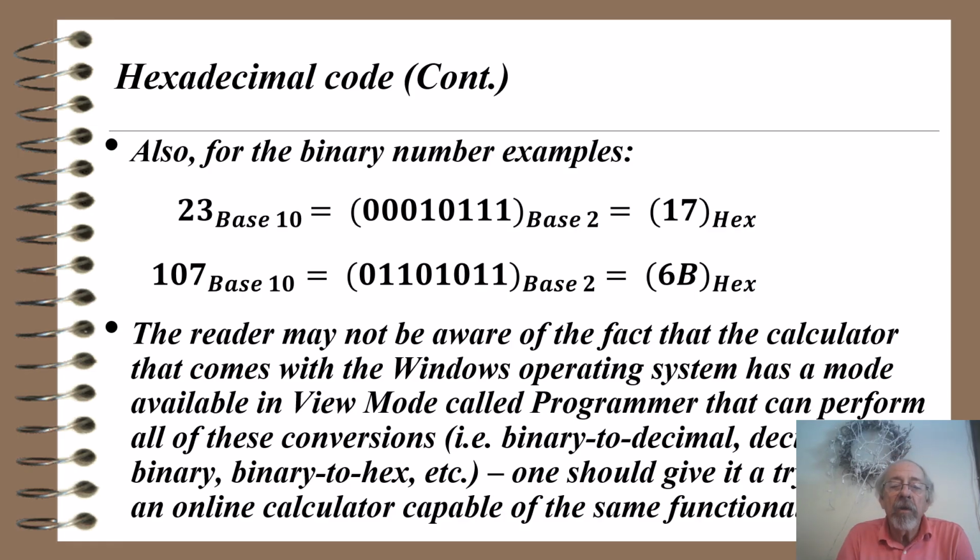The reader may not be aware of the fact that the calculator that comes with the Windows operating system has a mode available in the View menu called Programmer that can perform all these conversions. That is binary to decimal, decimal to binary, binary to hex, and so forth. One should give it a try or Google an online calculator capable of the same functionality. I don't believe in Windows 11 that the calculator is shown. I think you have to add it.